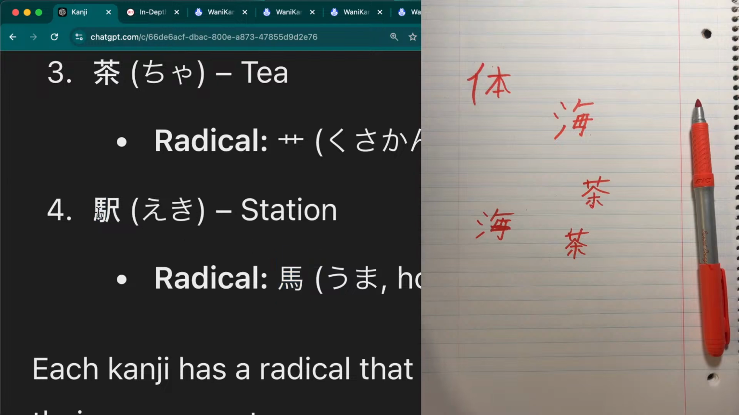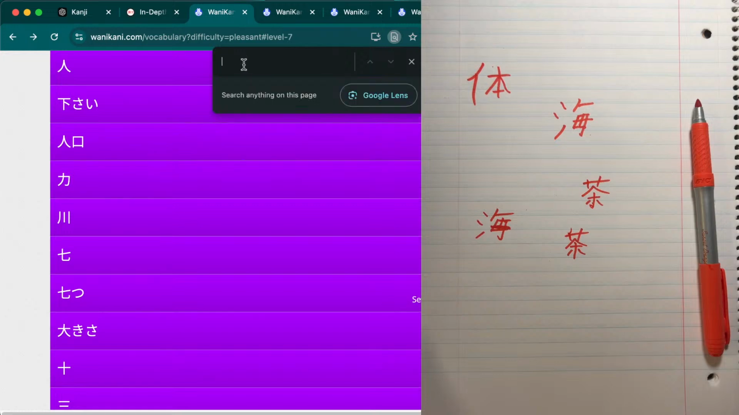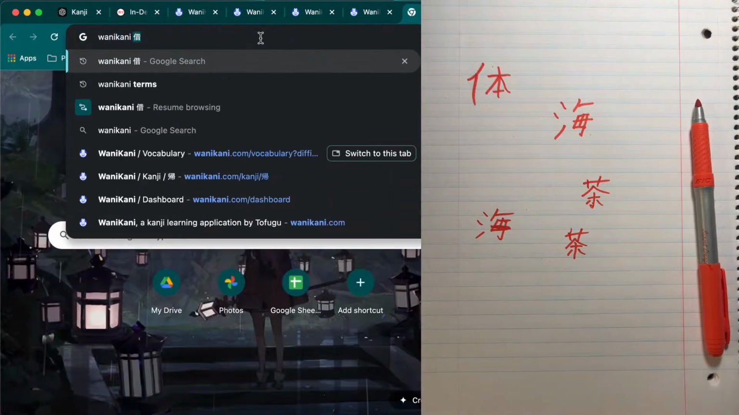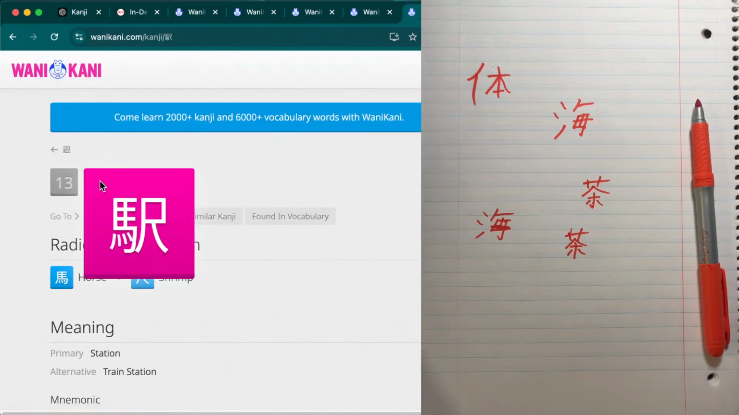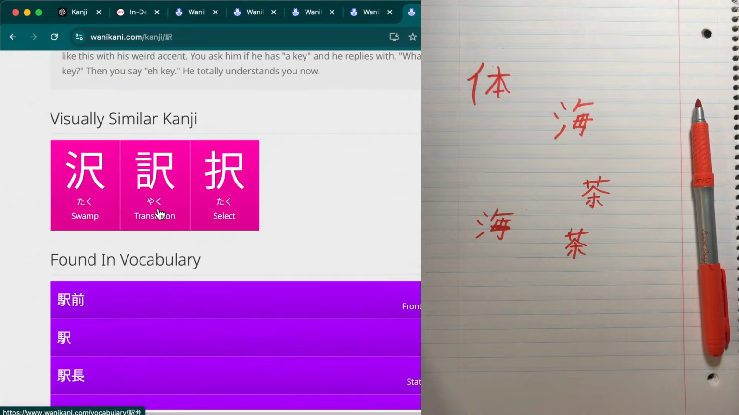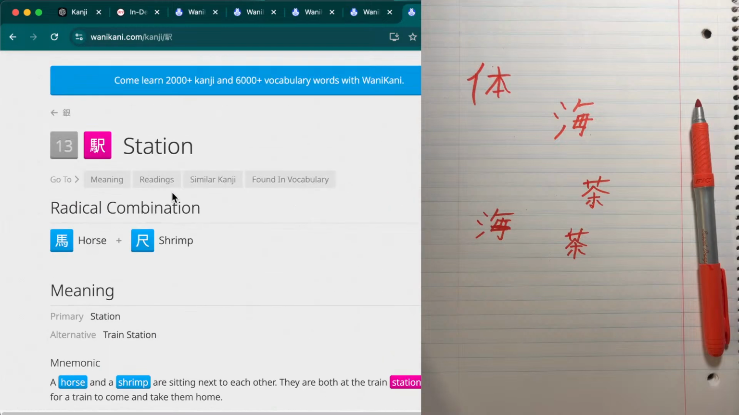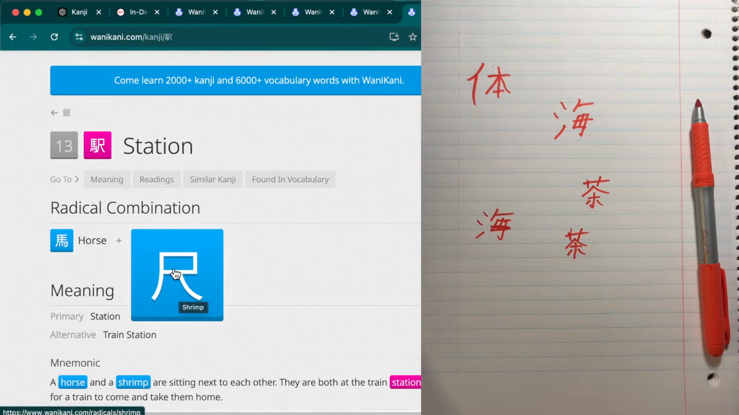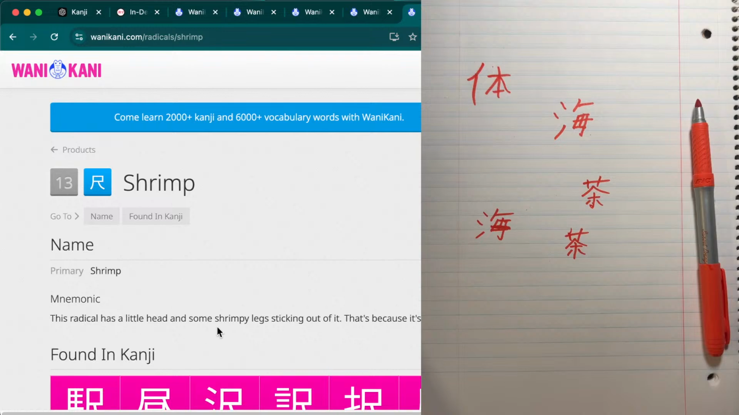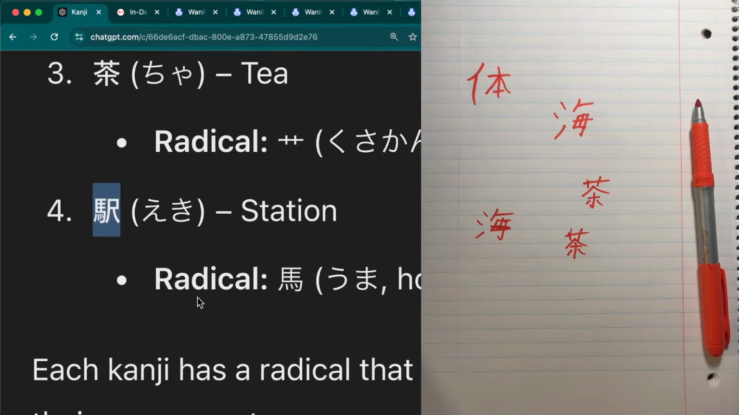But let's go ahead and see what the right side means with the help of WaniKani again. I'm sort of using a combination of both WaniKani and ChatGPT at the moment for this one. So here's station. It doesn't have kanji composition right now, but they're calling it a shrimp. Oh, right here. Radical combination. They call this the shrimp one. Little head. I guess I can sort of see it, but let's go ahead and ask for the meaning.